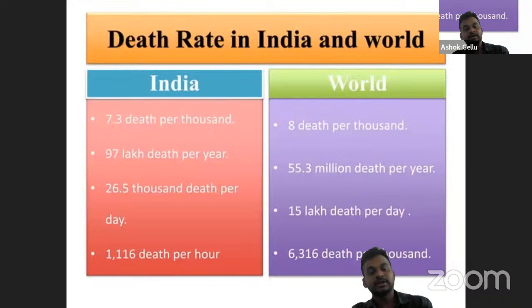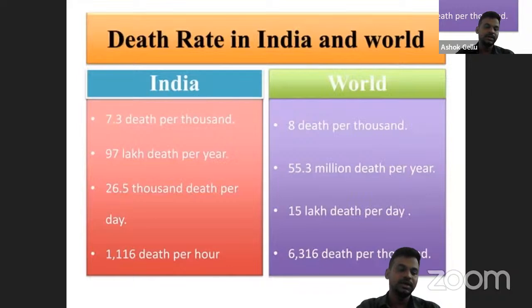97 lakh deaths per year in India. In the world, 55.3 million deaths per year. In India, 26.5 thousand per day. In the world, 15 lakh deaths per day. In India, 1,116 deaths per hour. In the world, it is 6,316 deaths per hour.